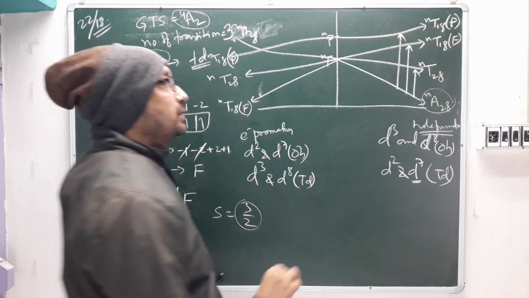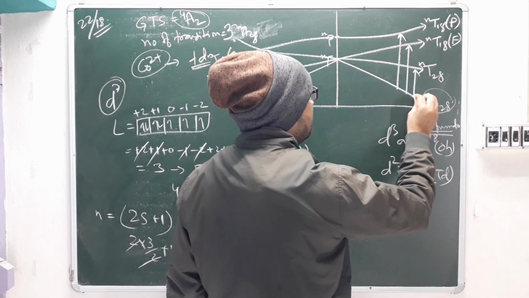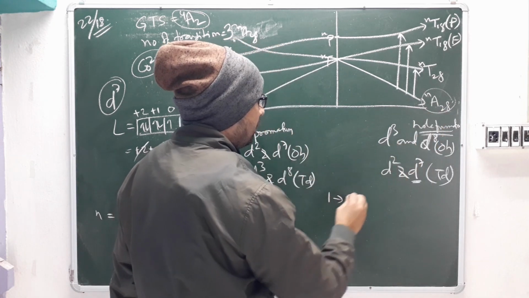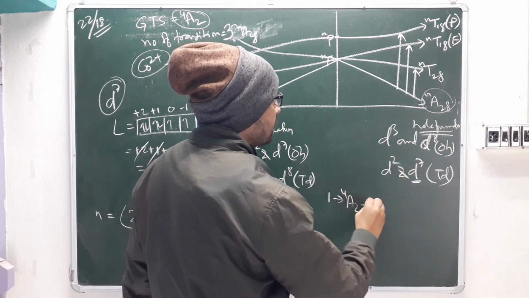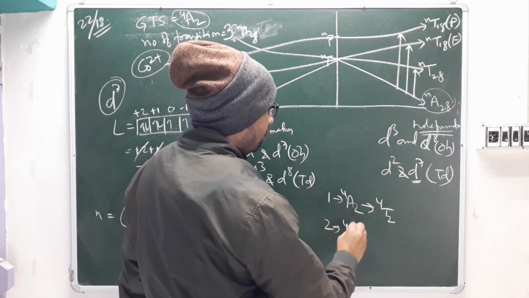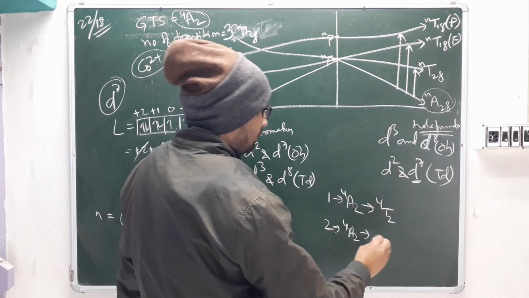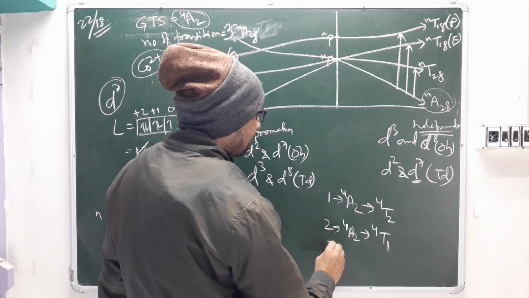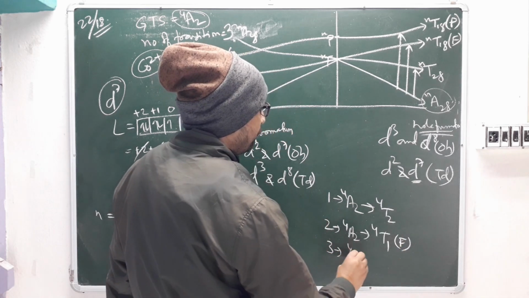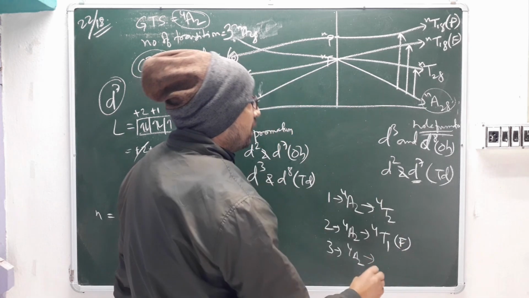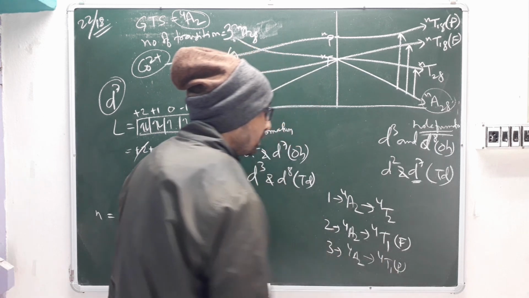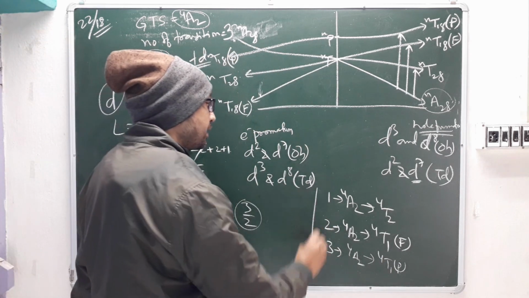Next time they might ask, tell me the transitions, from where to where it is going. So the first transition will be 4A2 to 4T2. The second transition will be 4A2 to 4T1, and you have to write it here F. And the third transition will be 4A2 to 4P1, and it is for the P term, right? So 4A2, these are the 3 transitions.